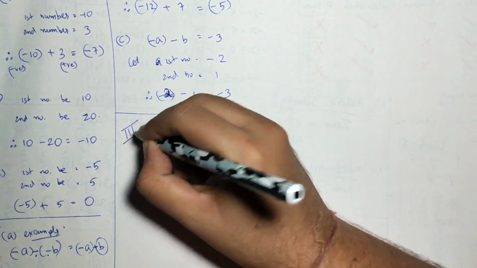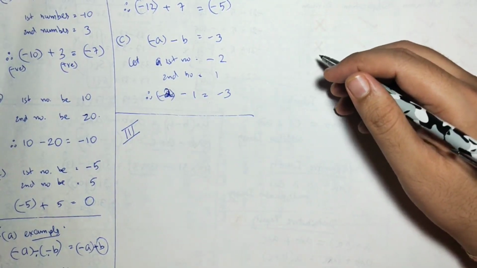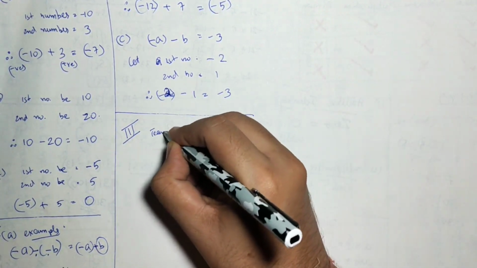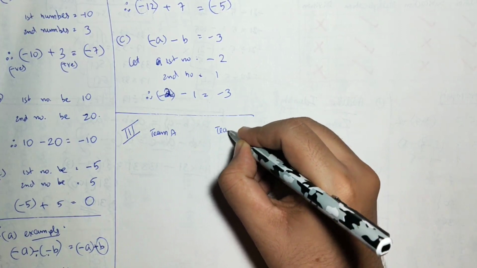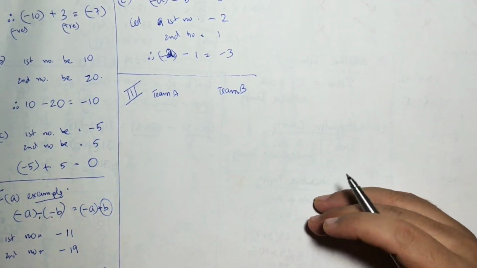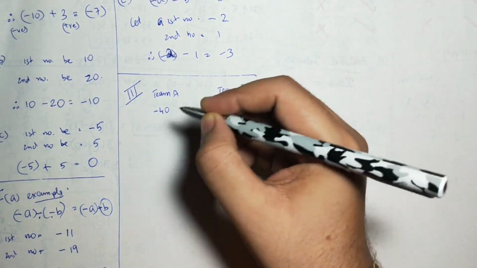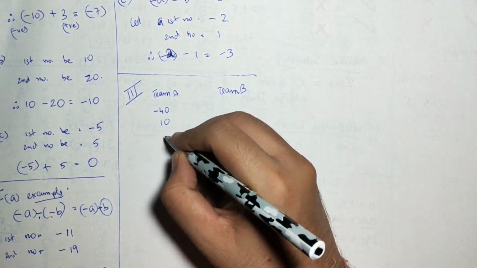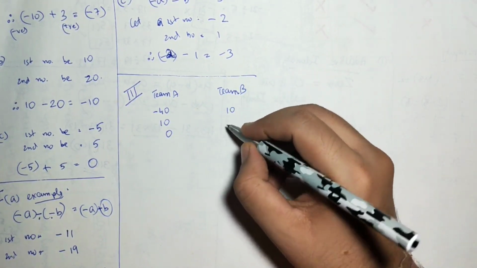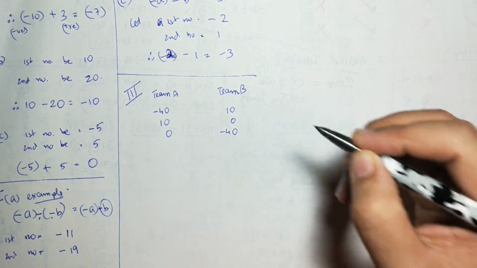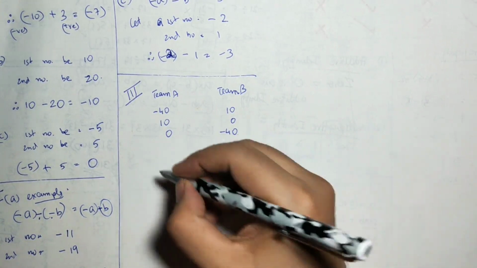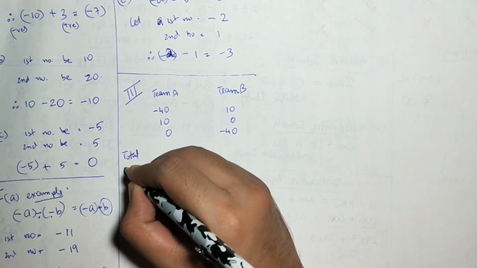Third, in a quiz, team A scored -40. Here I will write team B. There are two teams who have scored some score. Team A has scored -40, 10, 0. And B has scored 10, 0, -40. In 3 successive rounds. Which team scored more? So I am writing a total score over here.